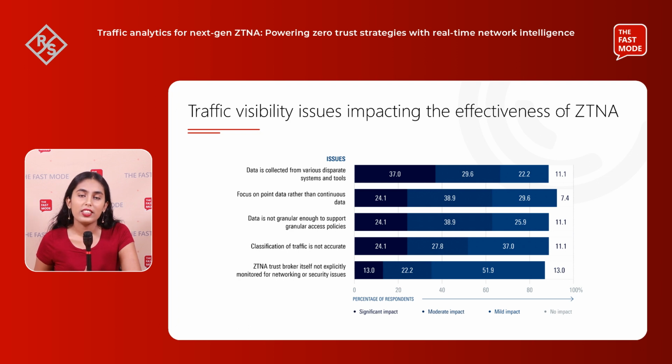Okay, so on this slide, we can see some of the traffic visibility issues impacting the effectiveness of ZTNA, with the largest issue being data being collected from various disparate systems and tools. Other issues include a focus on point rather than continuous data, or data not being granular or accurate enough. One small challenge is the ZTNA broker itself not being monitored for networking or security issues.